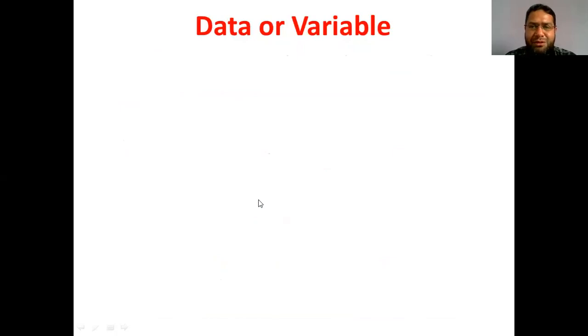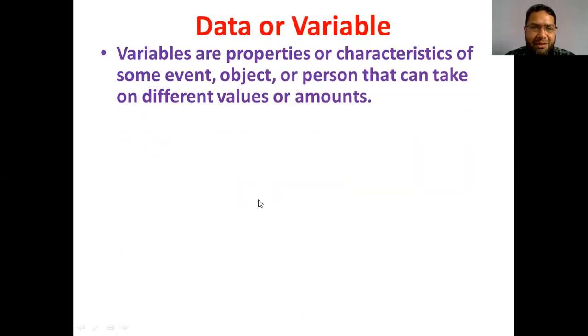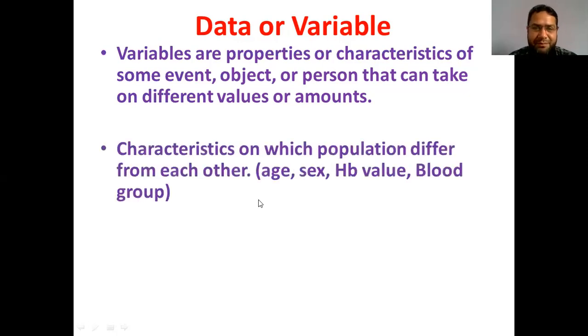Then we come across two more terms, data and the variable. What is data? Variables are the properties or characteristics of some event, object, or person that can take on different values or amounts. For example, we are interested in studying height. Height can be 5 feet, 5.5 feet, 5.6 feet. Or if we want to see the relation between height and weight, then we will measure height and weight. These can have different values for each person. So this is data or the variable.